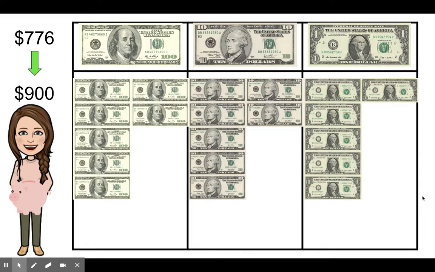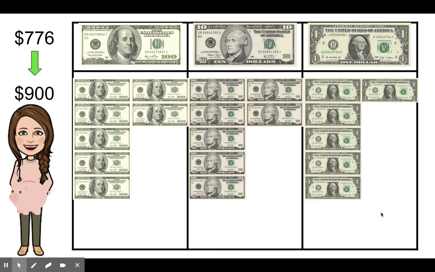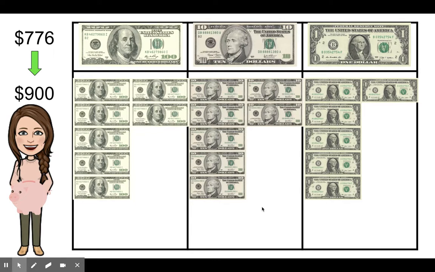I know I can get there adding $1 at a time. I would just start at 776 and add $1 at a time. When I get to 10 ones, what can I trade it for? You're right. One more $10 bill. When I get to 10 $10 bills, what can I trade those for? You got it! One more $100 bill.